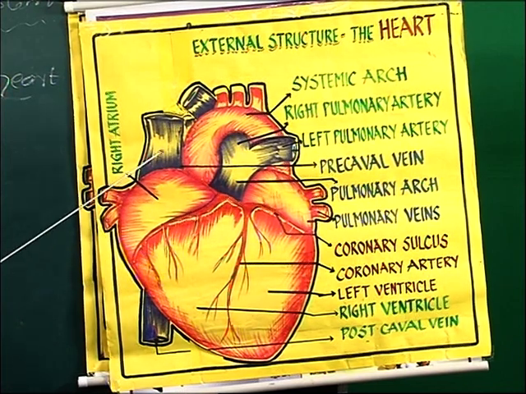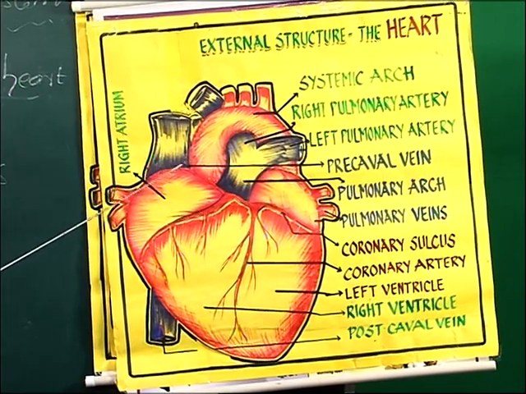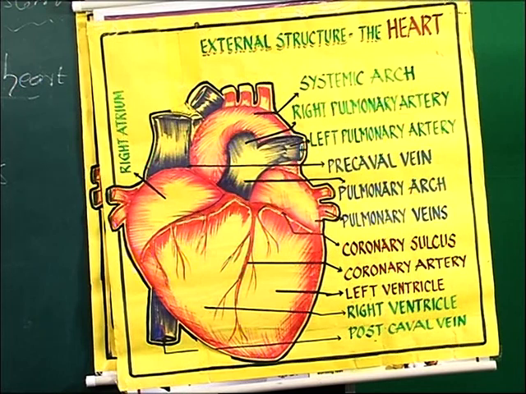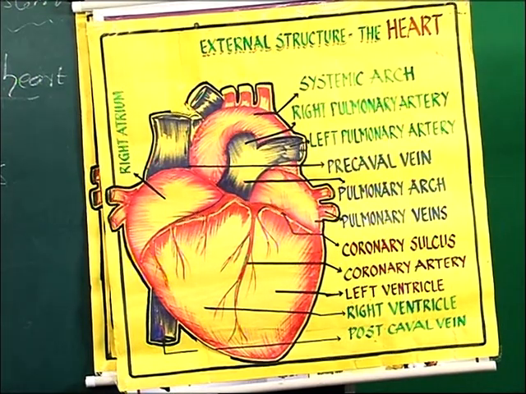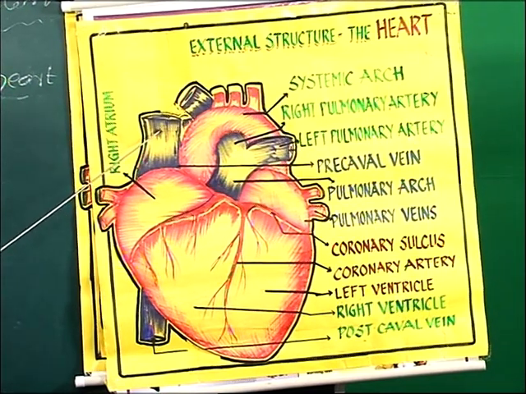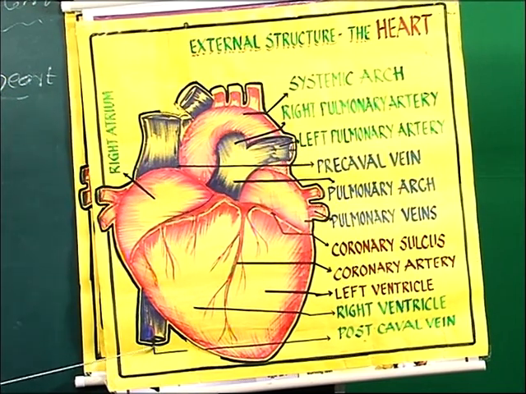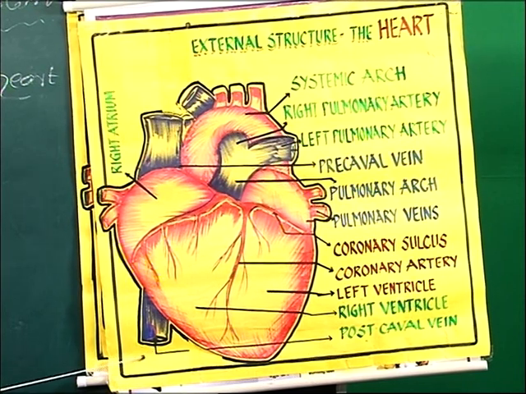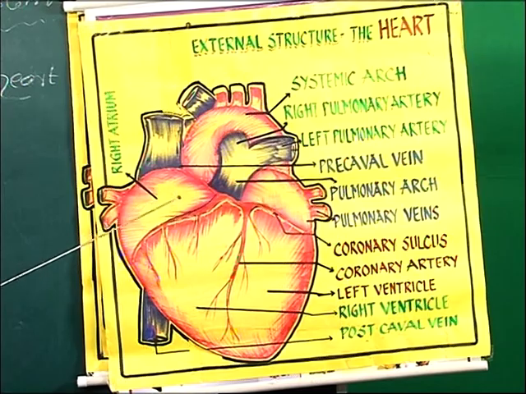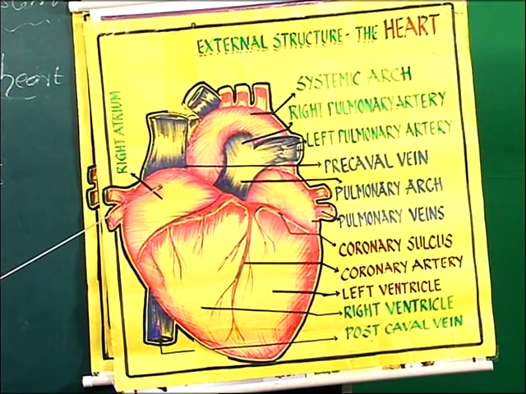Here you are seeing a pipe-like structure. This is the precaval vein. It collects the deoxygenated blood from the superior parts of the body. This carries the blood to the right atrium. And here again you are seeing a pipe-like structure. This is the postcaval vein. It collects the deoxygenated blood from the inferior parts of the body. This blood opens into the same chamber, that is the right atrium. So, the deoxygenated blood is collected at the right atrium.